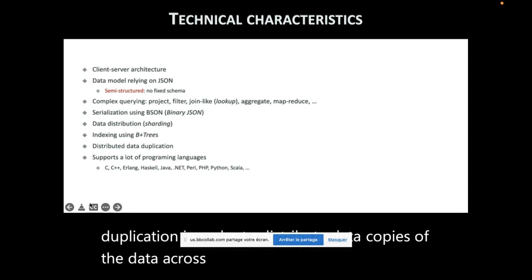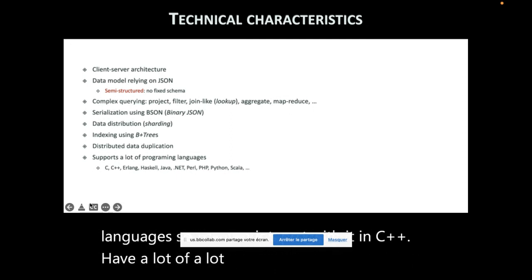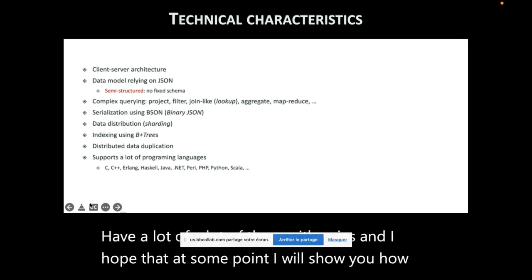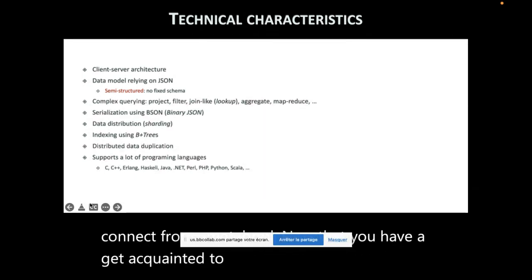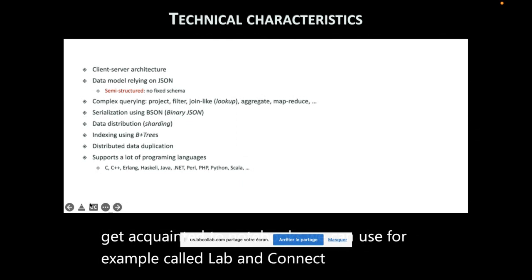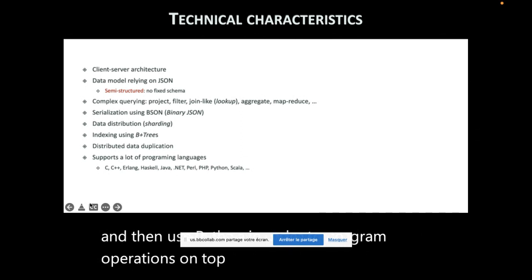Then, based on this fragmentation, it also uses duplication in order to distribute copies of the data across a cluster. And then you can have many host programming languages, so you can interact with it in C, C++, Erlang, Haskell, Java, a lot of them. With Python, I hope that at some point I will show you how to connect from a notebook. Now that you are acquainted with notebooks, we can use, for example, Colab and connect to MongoDB, and then use Python in order to program operations on top of notebooks.